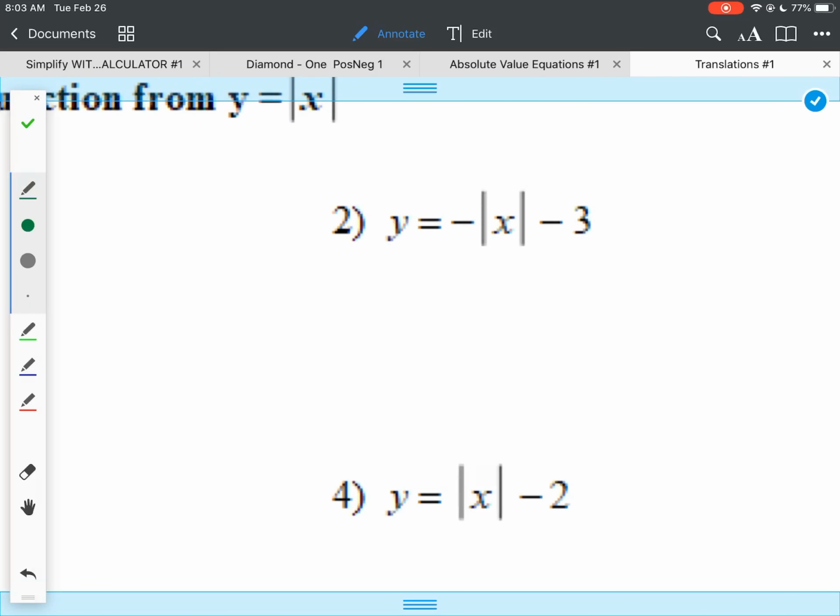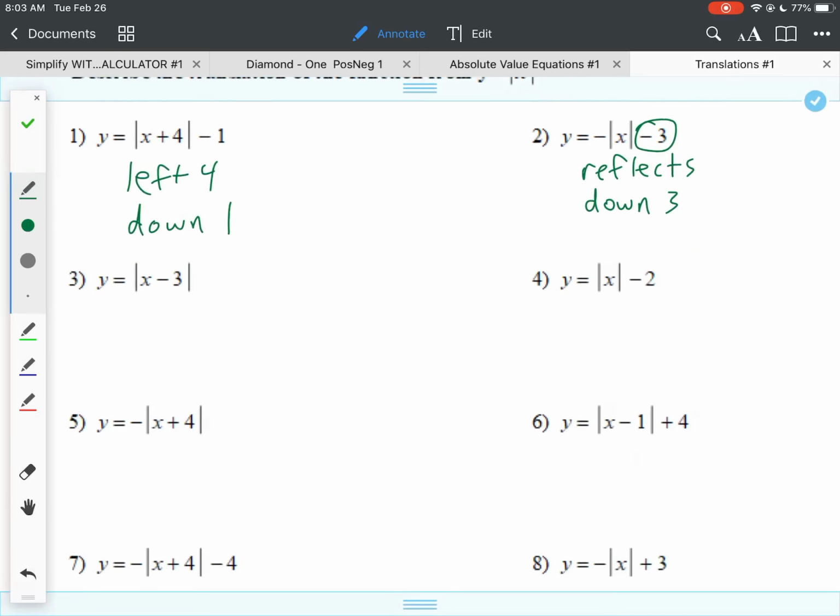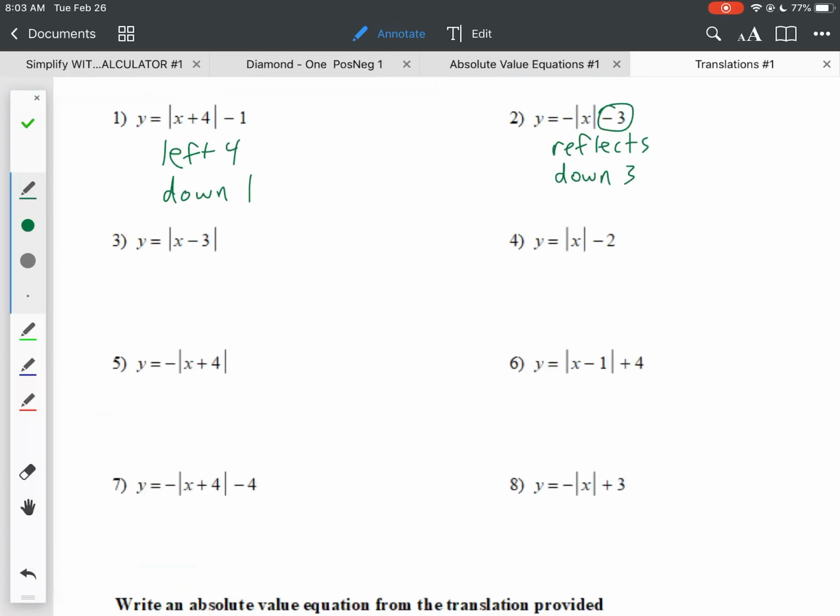Okay, here's a good one. Okay, we have negative out in front, so we know it reflects. There's no number inside here, so there's not going to be any movement to the left or the right. And then we just have the minus 3 in the back, which means it goes down 3. Okay, so that's it. Sometimes you might only have one number. Sometimes you might have two numbers. It just depends on what you're given.